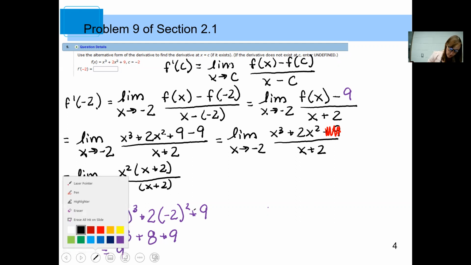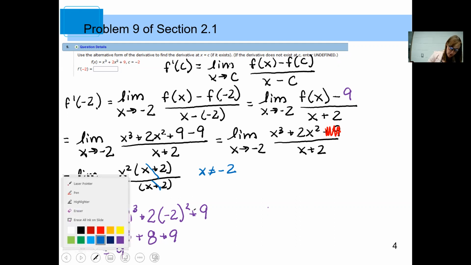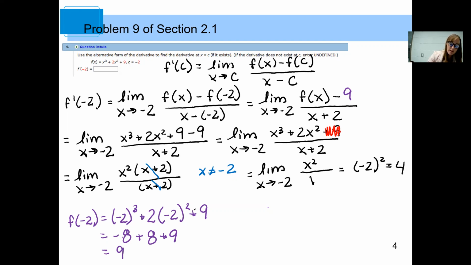We know our theorem that we use all the time. We say x does not equal -2, so we can find a function that agrees with our given function at all but one point. This is then equivalent to the limit as x approaches -2 of x squared over 1, or just x squared. This one we can directly substitute -2 into. We have -2 squared, which equals 4. So then this equals 4.